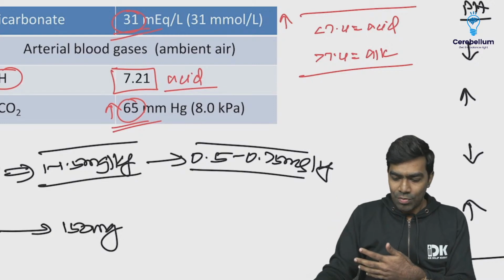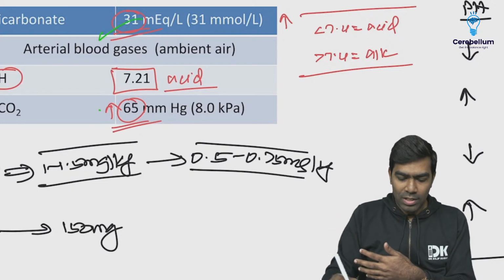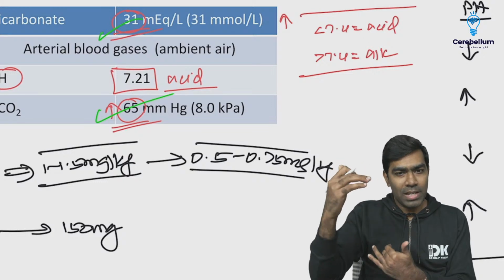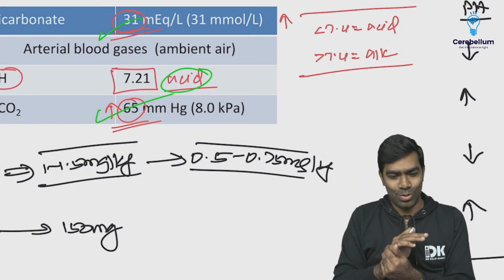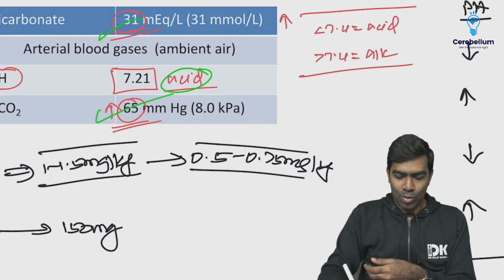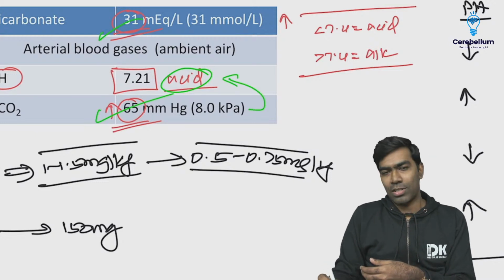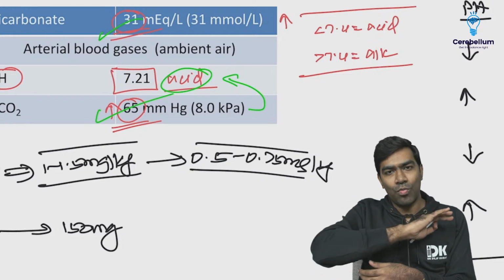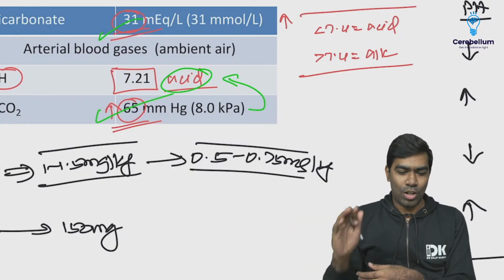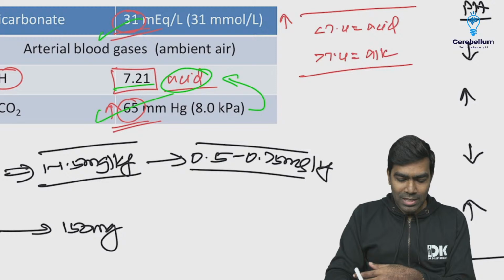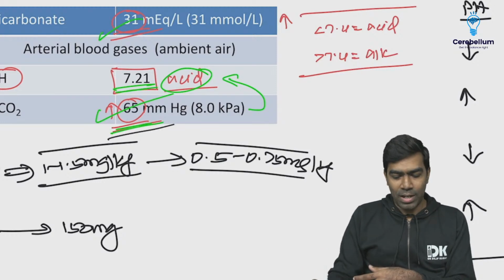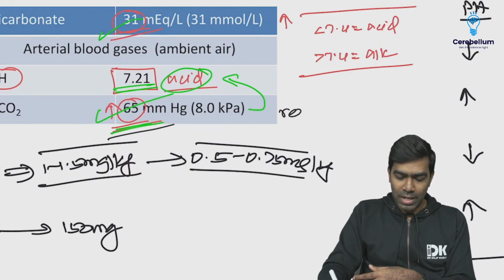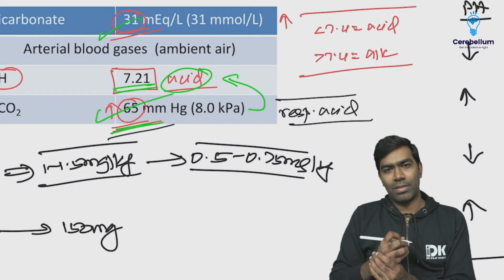Just see which parameter is correlating with the pH. Whether high PaCO2 will cause acidosis or high bicarbonate will cause acidosis. What is going to cause acidosis? Remember, only a high PaCO2 can cause acidosis. High bicarbonate will not cause acidosis. It will cause only alkalosis, because the pH is correlating with the PaCO2. My primary diagnosis here is going to be respiratory acidosis. This patient is having a primary respiratory acidosis.